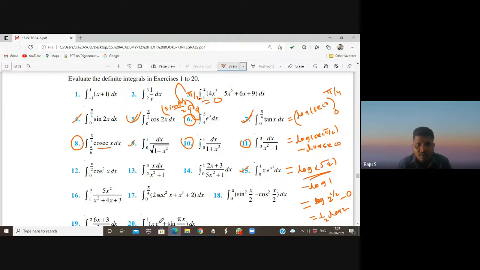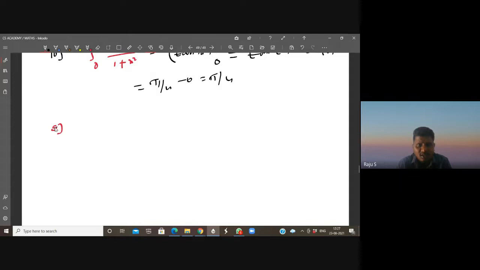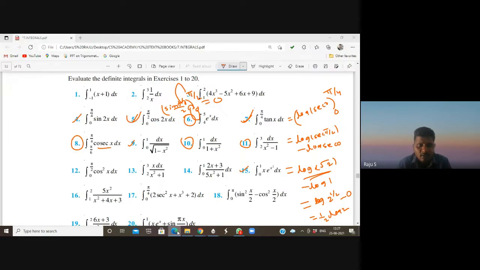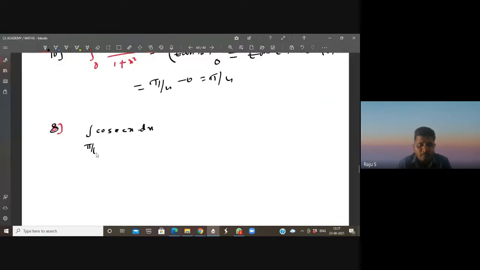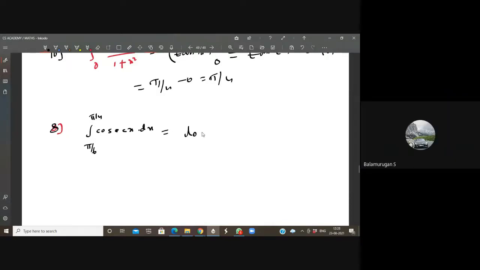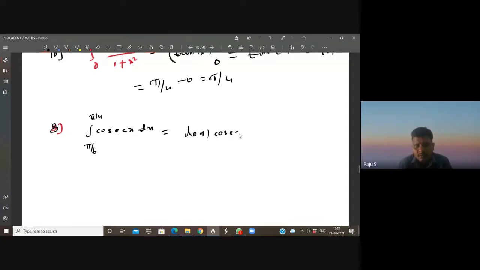Next, cosecant. Cosecant x answer is what? Integral cosecant x dx, pi by 6 to pi by 4. What is the formula? Cosecant x? Log of cosecant x minus cot x. Yes, log of cosecant x minus cot x, from limits pi by 6 to pi by 4.